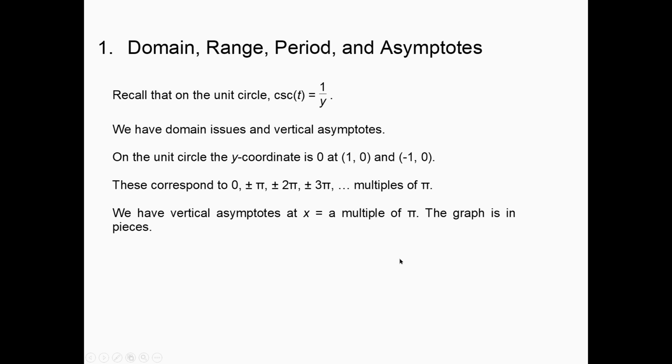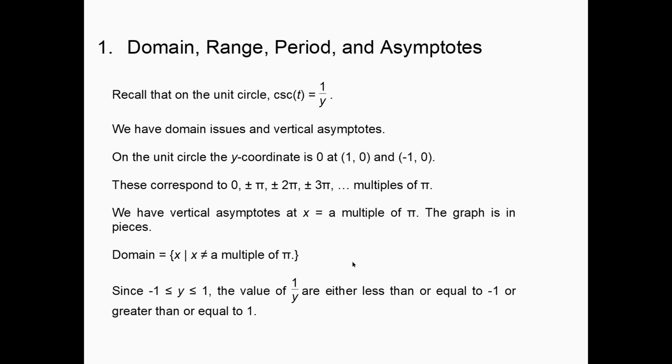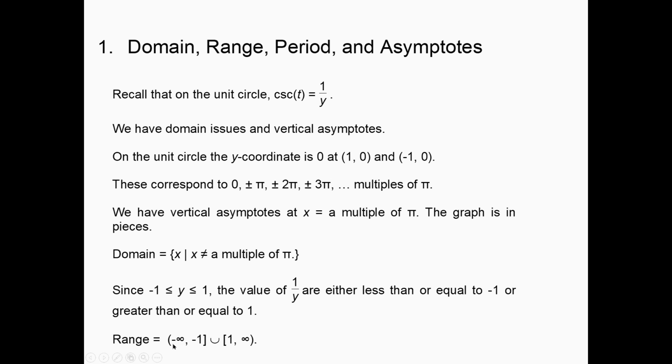So the graph is in pieces. The domain is the set of all x's such that x is not equal to a multiple of pi. Now what about the range? 1 over y. Remember, y is between negative 1 and 1. So I'm looking at 1 over fractions. These stay away from 1 and stay away from negative 1. So the range is going to be greater than or equal to 1 or less than or equal to minus 1. We sometimes write it like this: minus infinity to minus 1, union 1 to infinity. Notice it does include minus 1, it does include 1.